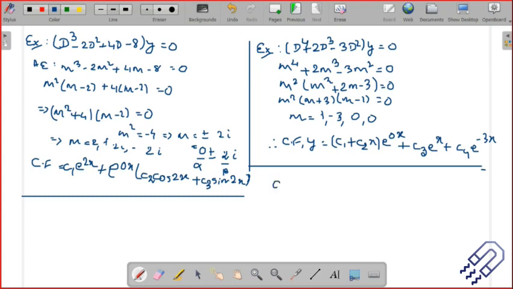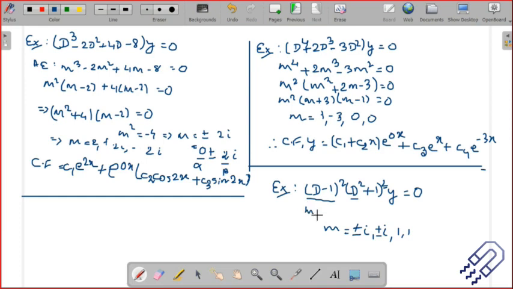Okay, let me give you one more example and tell me what is the final solution to this. Don't tell me what is m, tell me what is the final solution. So now this is d minus 1 whole square, and then d square plus 1 whole square into y is equal to 0. So you see there are a lot of repetitions of the roots here. If you just solve it, you will get m minus 1 whole square, so that means m is equal to 1, 1 from here. You get it twice, and then you get m square plus 1 whole square is equal to 0, right?